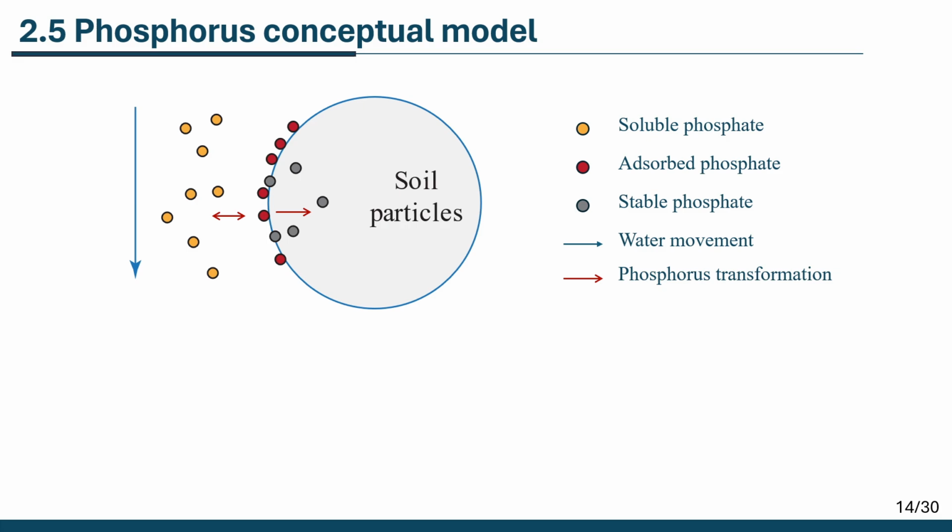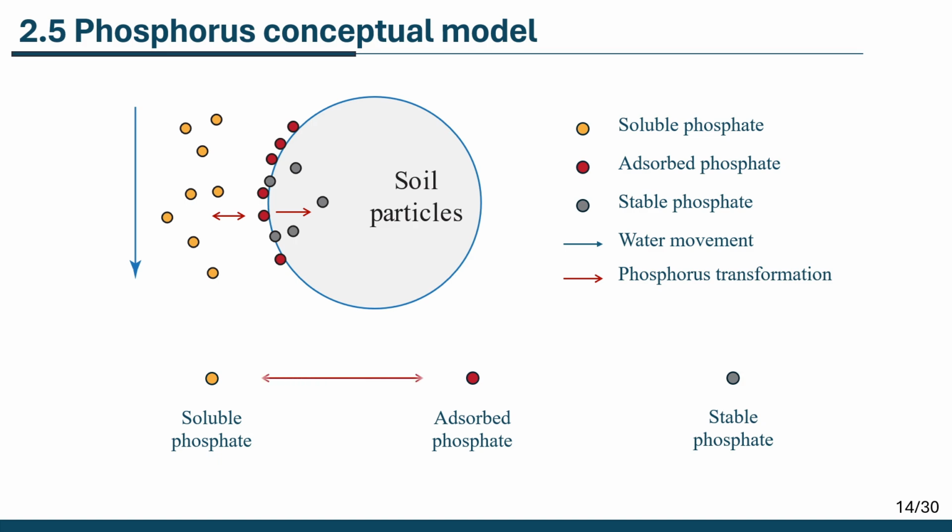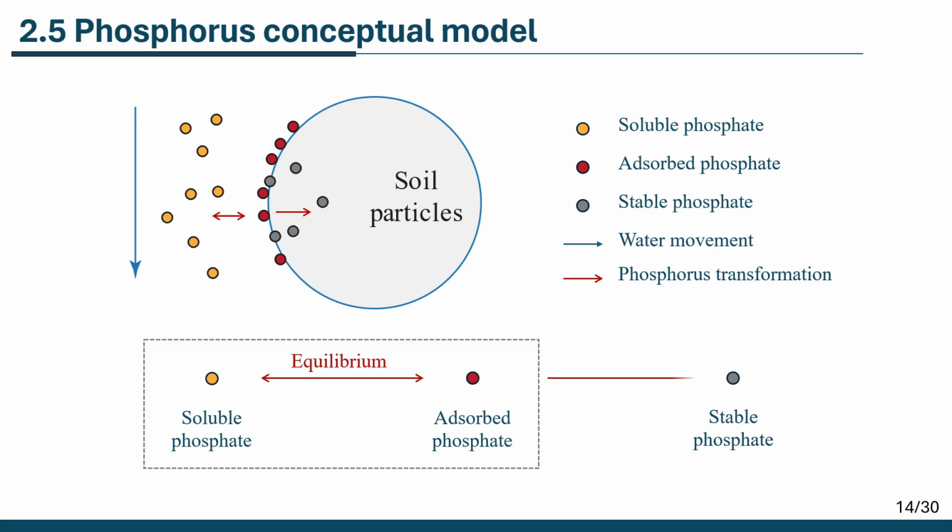Well, different forms of phosphate can transform into one another. To illustrate this transformation clearly, we have this figure. We have three phosphate forms, and the soluble phosphate and the sorbed phosphate are in an equilibrium, and this is the faster, reversible process we described before. And we described the slower, irreversible process using precipitation, and both soluble and sorbed phosphate can turn into stable phosphate through precipitation. Okay, this is the phosphorus conceptual model.